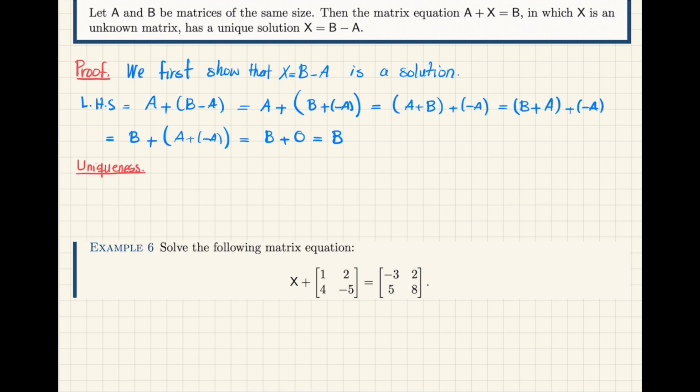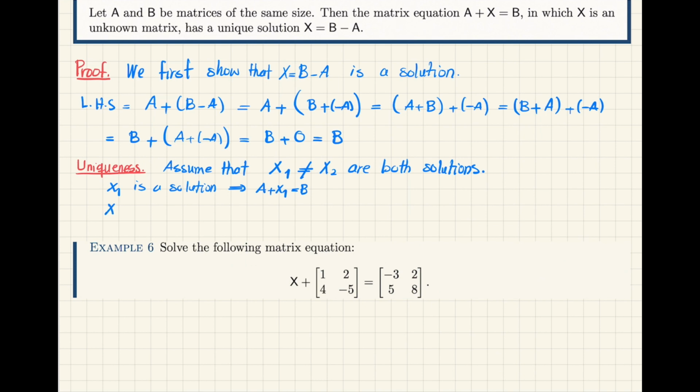Okay, so I would say that, assume that x1 not equal x2 are both solutions, yes? So then what does it mean? When you say that x1 is a solution, you can conclude that it satisfies the equation. So it means that a plus x1 is equal to b.